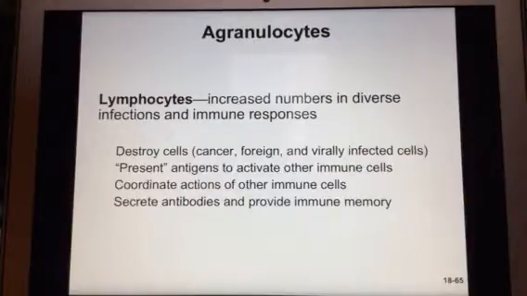On to the agranulocytes, the lymphocytes. We're going to be seeing more of them during all types of infections and immune responses. Really, they are those immune cells because they are able to destroy other types of cells that are foreign. So potentially cancer cells, foreign cells, or any cell that is infected by a virus. They coordinate the actions of other immune cells, and they secrete antibodies for immune memory, just like we talked about in the last video about the Rh factor in pregnancy.